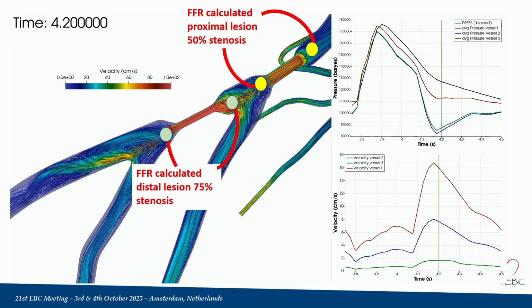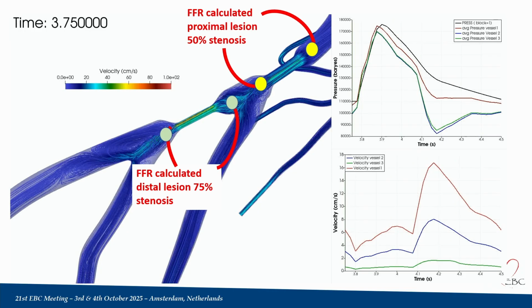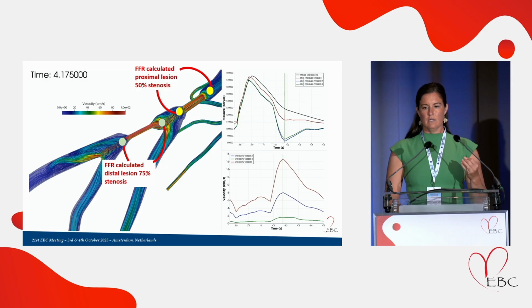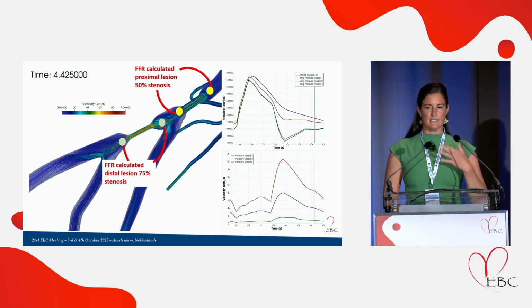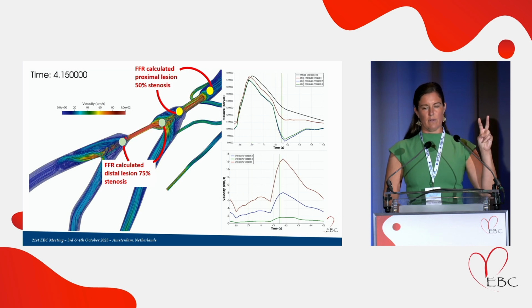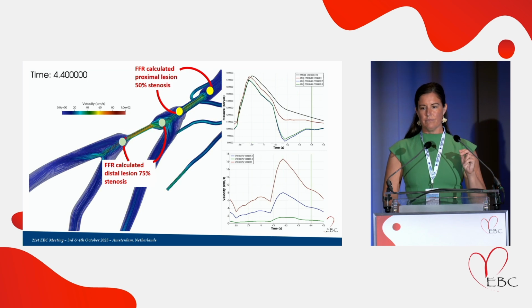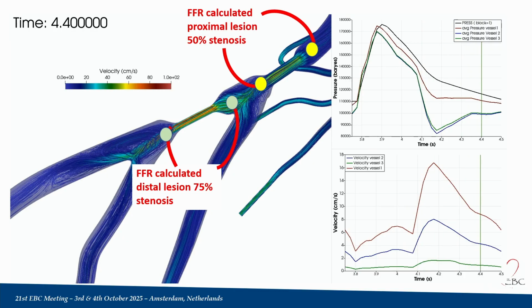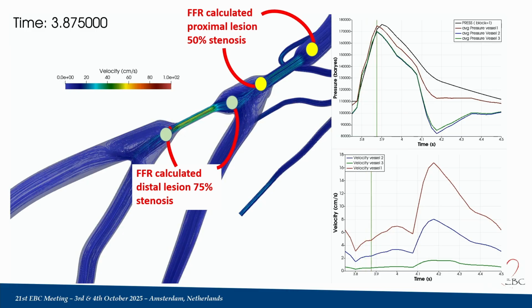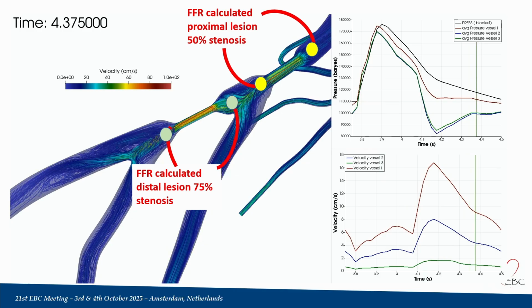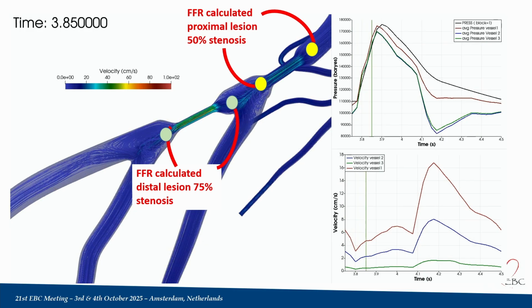This is a simulation of the left main and two serial lesions, proximal and distal. You can see we're running through a full cardiac cycle. But I'd like you to pay attention here to what we're actually doing: we're capturing the FFR from the proximal lesion. Where those two yellow dots are, we are calculating the pressure drop across the lesion, with a 50% stenosis, and then also calculating the FFR in the distal lesion with a 75% stenosis.